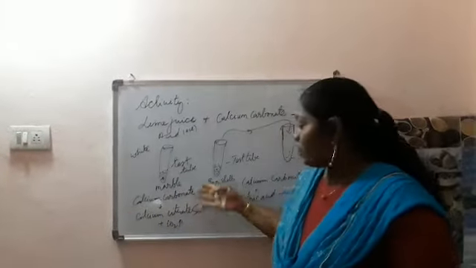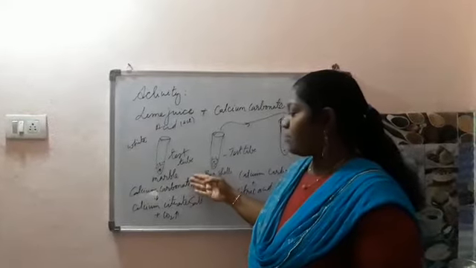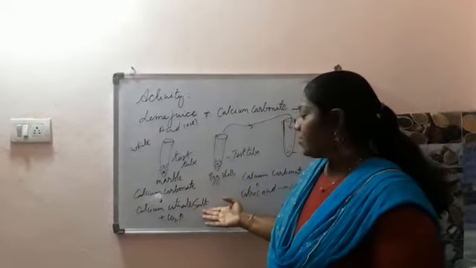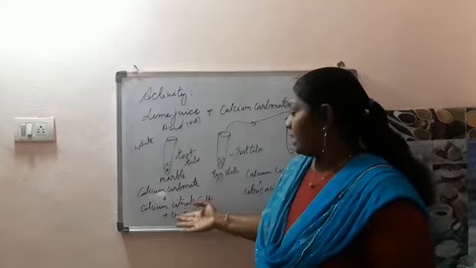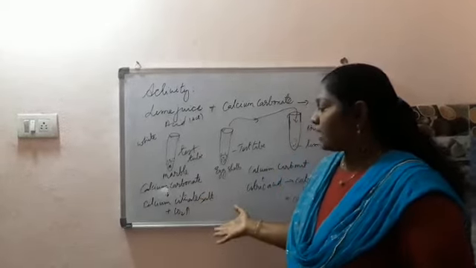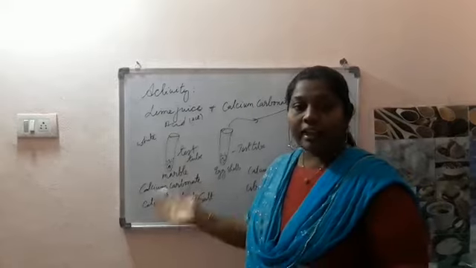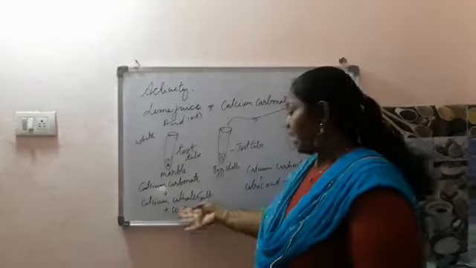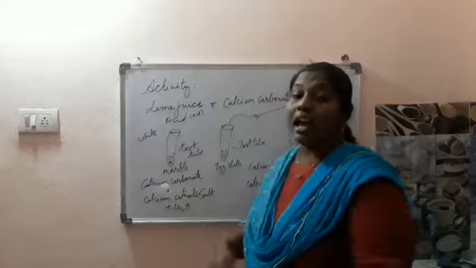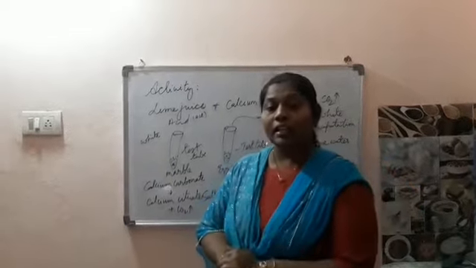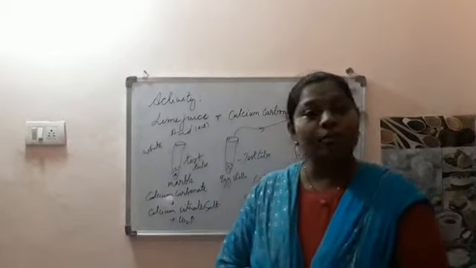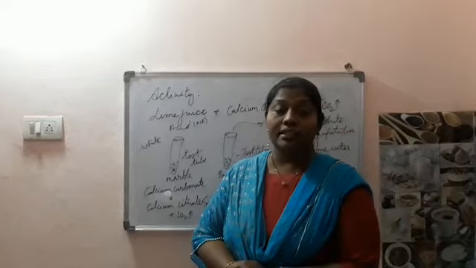Here also see, when calcium carbonate which is present in the marble is reacting with the citric acid, what are we getting? We are getting calcium citrate. The reaction is giving us a salt. Calcium citrate is a salt, and here we are getting one more product. It is nothing but a gas, nothing but carbon dioxide.